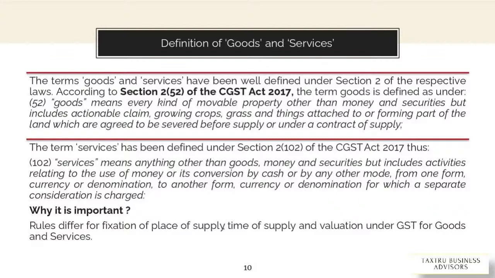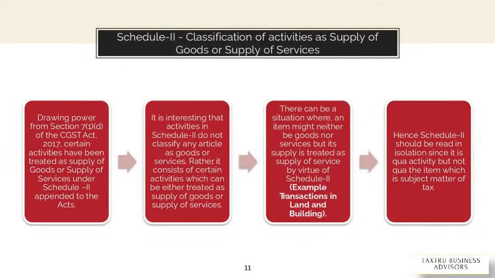Now, why is this segregation important? Because if you read the GST law, the rules are different in respect of goods and services. If you see the provisions of place of supply, time of supply, or valuation, those are different when you talk about goods and services. So that's why the segregation is very important.